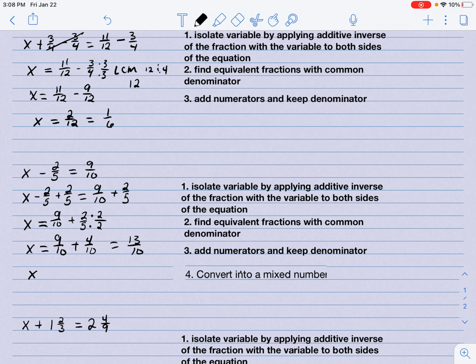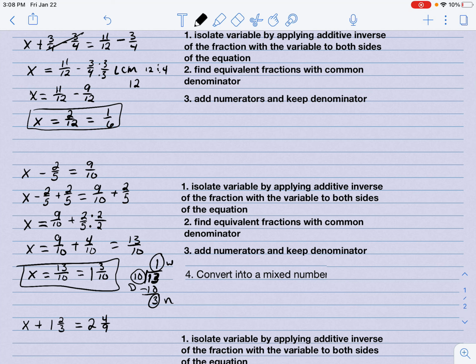Okay, so last step, we want to convert 13/10 into a mixed number. So the denominator goes on the outside, the numerator goes on the inside. Sorry, that's 13. 10 can go into 13 once, remainder 3. This is our whole number. This is our numerator. And this is our denominator. So that's going to equal 1 and 3/10. So that one, we had the extra step of converting to a mixed number.